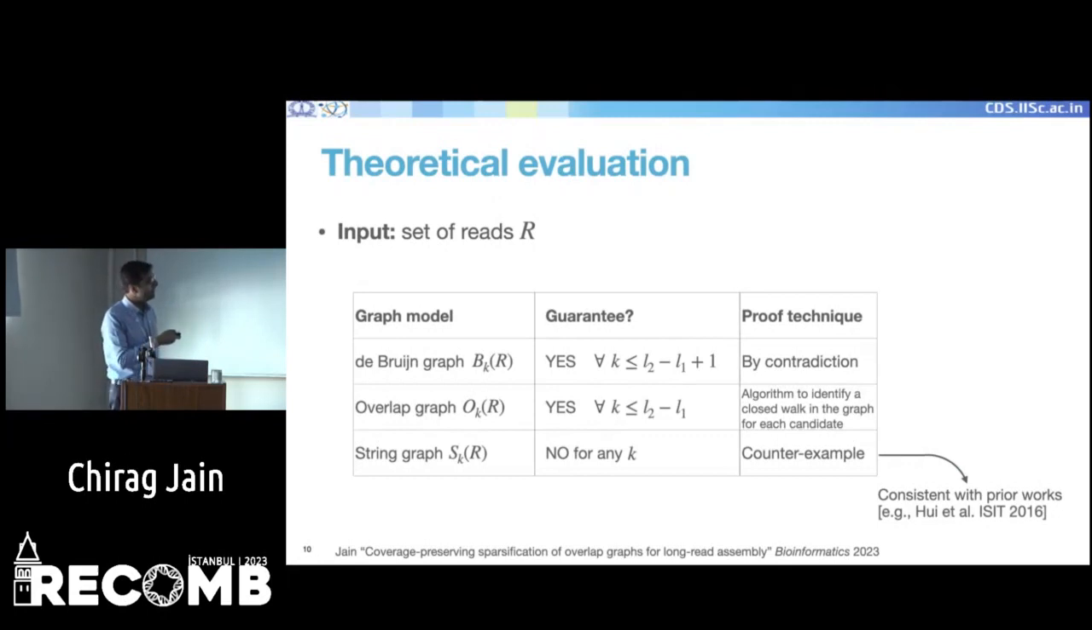So, for all these three, we have proof, right? So, for the de Bruijn graph, we prove this by contradiction. For overlap graph, I'll show just a proof sketch, but for string graph, I just need to show you a counterexample. So, let me show you just the proof sketch of how we prove these statements.